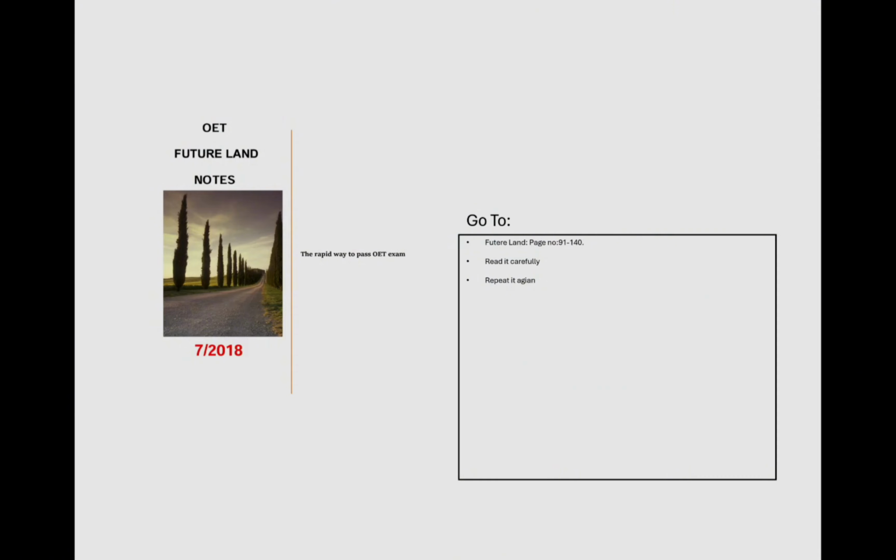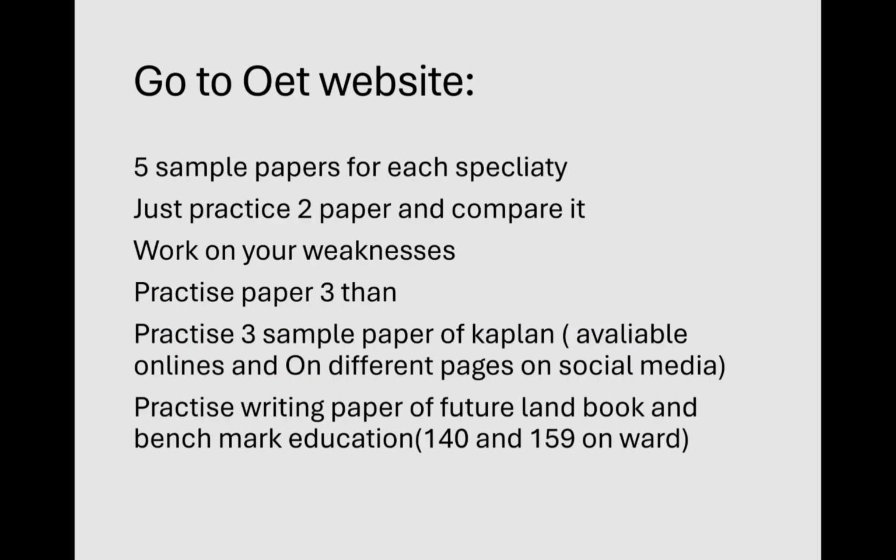The next step after this is to go to the OET website. For every specialty there are 5 sample papers: for doctors 5, for nursing 5, for physiotherapists 5, and so on. Remember, out of those 5 practice papers, just practice 2 and leave the remaining 3 as such. Do not open the remaining 3 papers. Practice 2 papers and check them with the official referral letter.